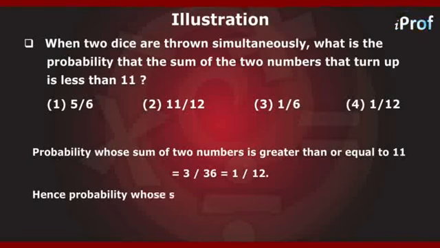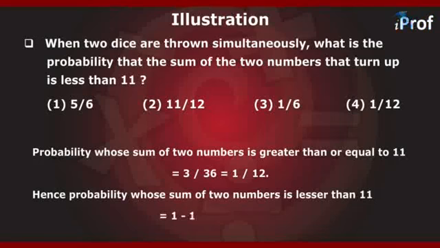Hence, the probability that the sum of the 2 numbers is less than 11 is equal to 1 minus 1 by 12, which is equal to 11 by 12. And hence, the correct alternative is option 2.